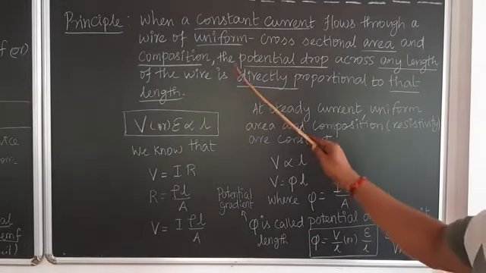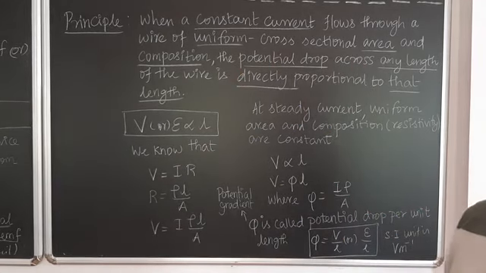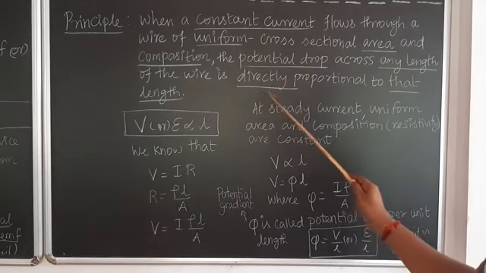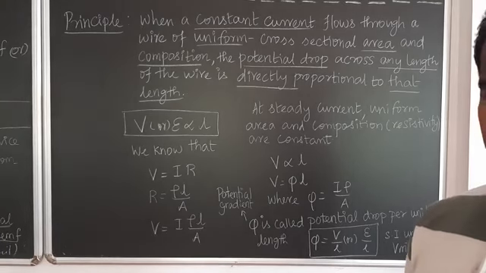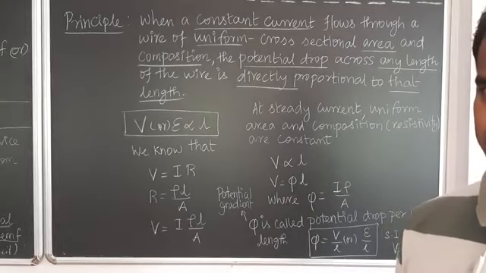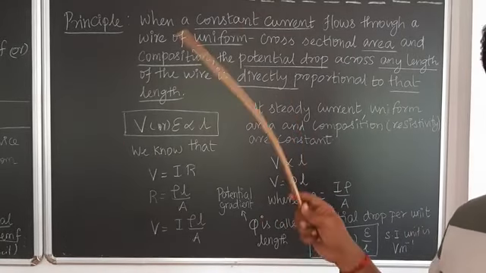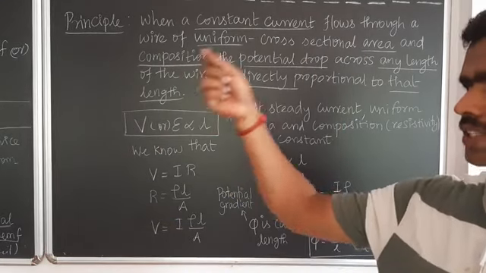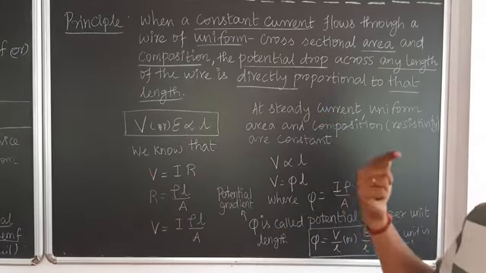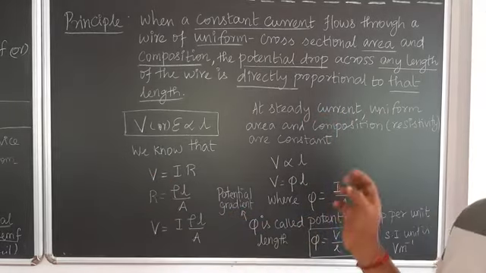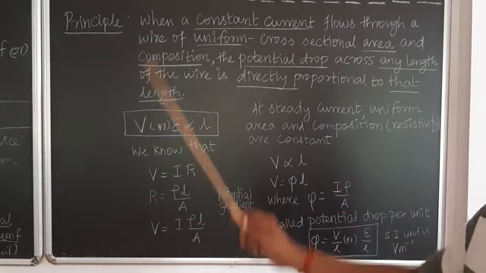If it is so, the potential drop across any length of the wire is directly proportional to that length. So, here we are using a wire which has 100 centimeters, then it takes a U bend, after that it goes to 200, similarly 300, takes a U bend, and it goes on like that. So the potential drop across any length of the wire is directly proportional to its length.